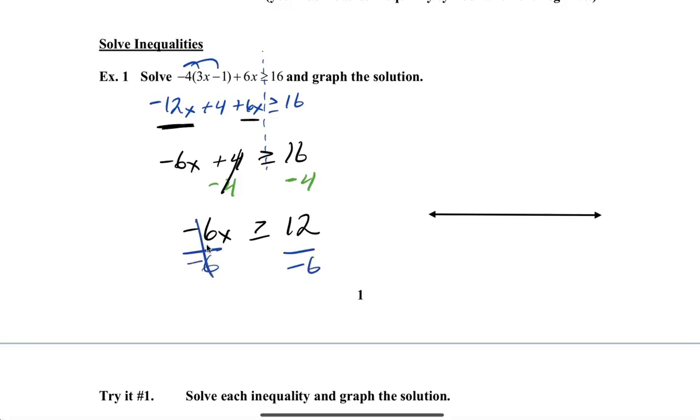And here we go. 12 divided by negative 6 is negative 2. That's not the issue. The issue is we're dividing by a negative. Anytime you divide by a negative, you've got to flip the inequality. So that's going to be less than. So the rule we just talked about: anytime you multiply or divide by a negative on both sides, you have to flip the inequality. So now we have this.